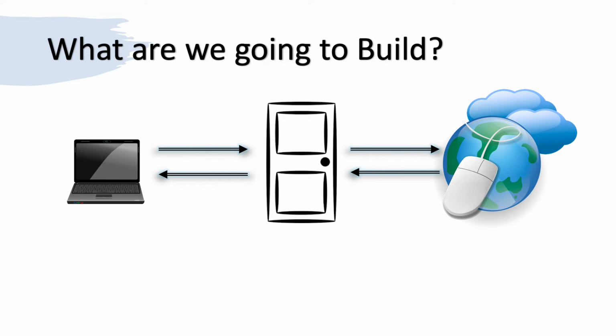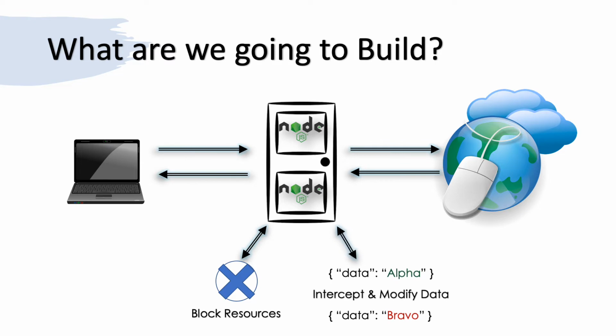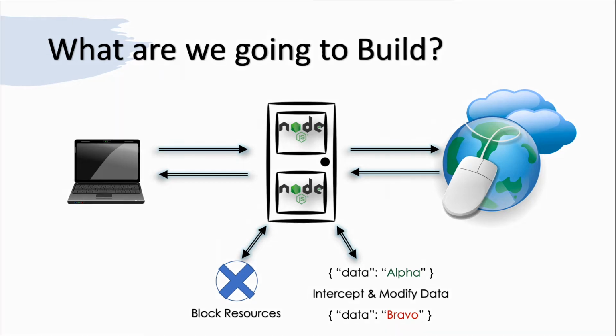Let's see what we are going to build now. As I said, it's a simple implementation in Node.js. It will have the ability to block resources, let's say images or CSS. And another middleware would be to intercept and modify data. Sounds cool, right? Let's have a look at the end results first.